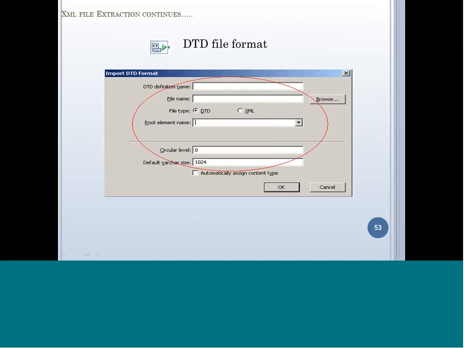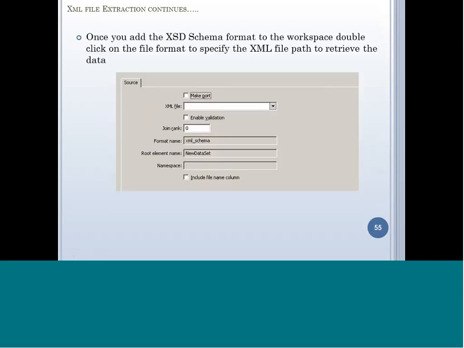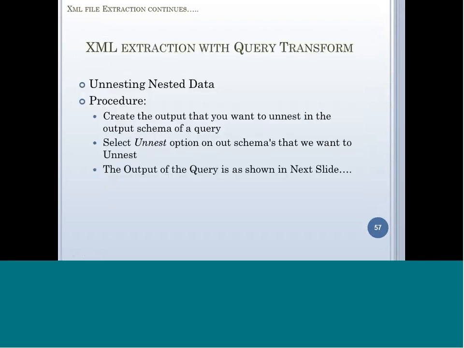Whenever I say import metadata, you have to mention what the DTD file format is. So the DTD definition we have to give. After that, we have to select the respective data file. Two files should be there: one is a .dtd file format, and .xml for the data. Similarly, .xsd. These two have to be done.